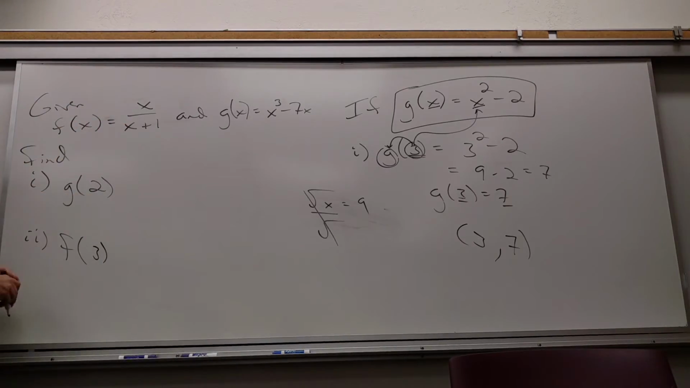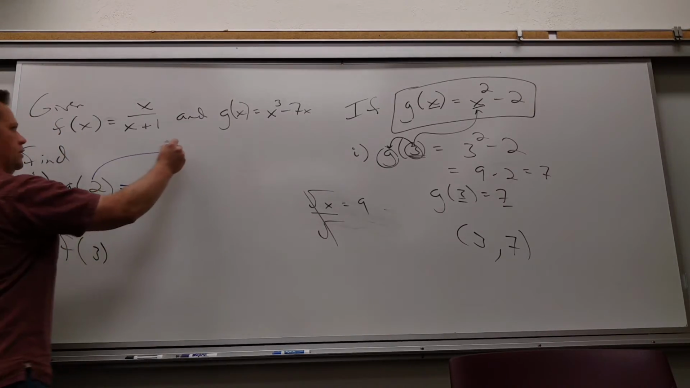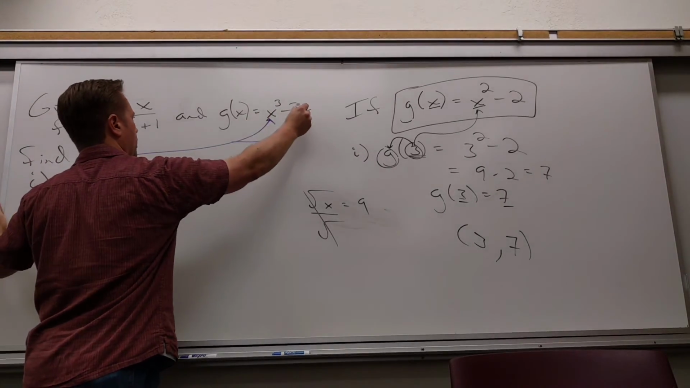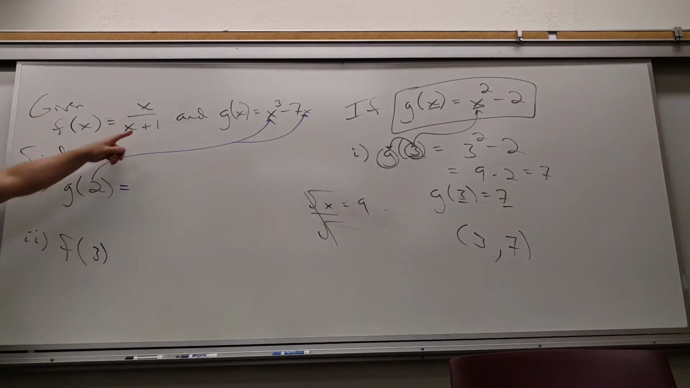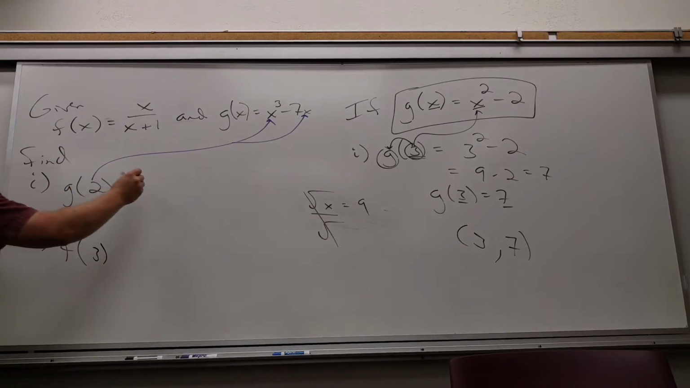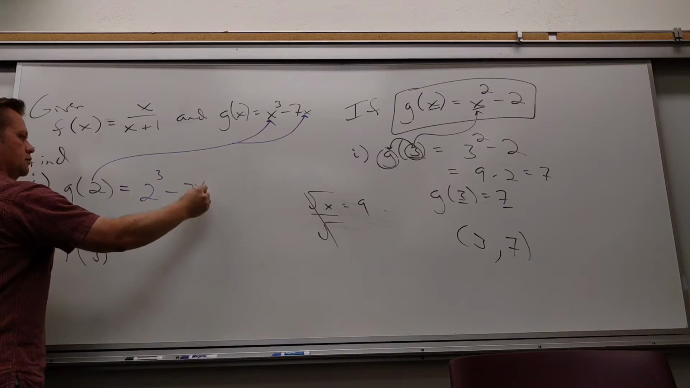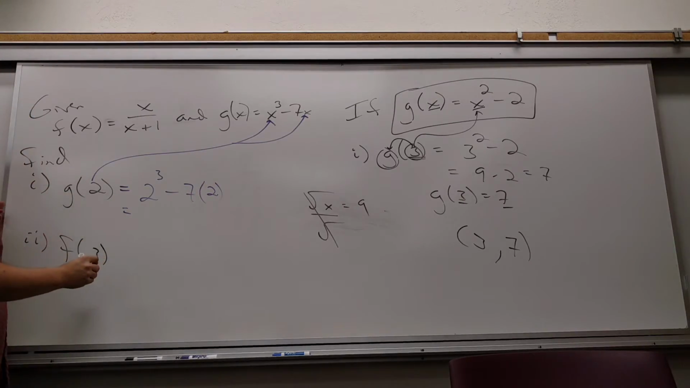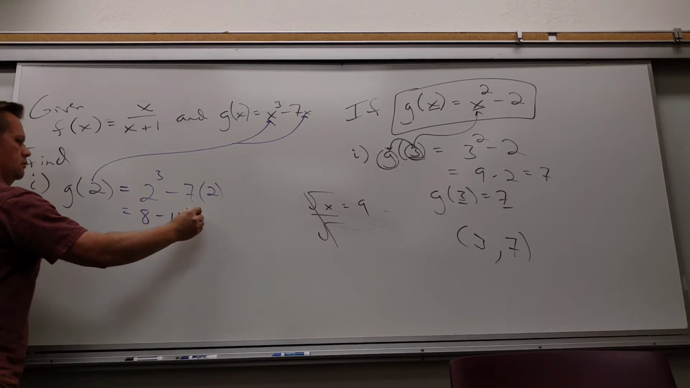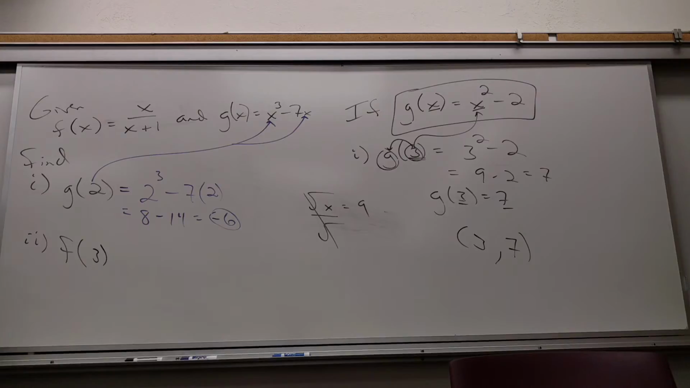So how do you do g of 2? Wherever you see an x in g, you're going to put a 2 there, because now you know x is 2. So then you rewrite that as 2 cubed minus 7 times 2. 8 minus 14. Negative 6. So what point does g go through that I know? 2 comma negative 6. So it goes through that point, if I were to graph it.